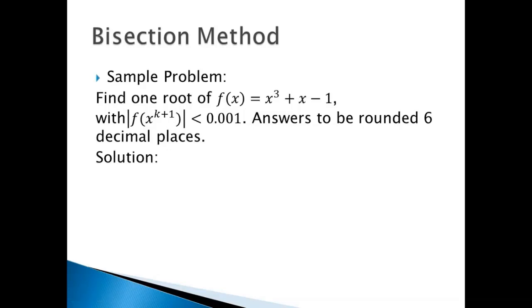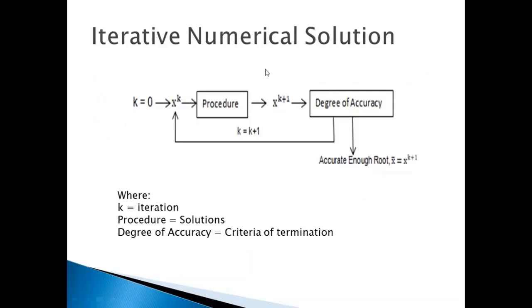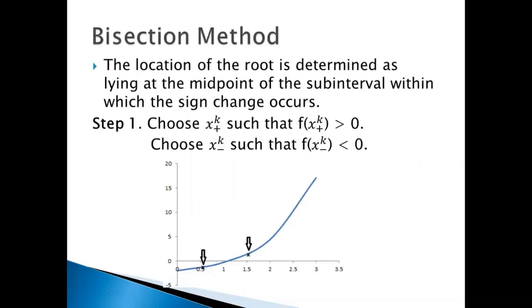Find the root of the same problem as for the Moss and the Newton, but here this is our termination criteria, still rounded to 6 decimal places. Going back to our algorithm, it should have a procedure. Our procedure is the iteration formula, and the degree of accuracy is the absolute value of f of x k plus 1. However, we have no initial guess. Again, an initial guess can be given, but sometimes you have to find the initial guess yourself.